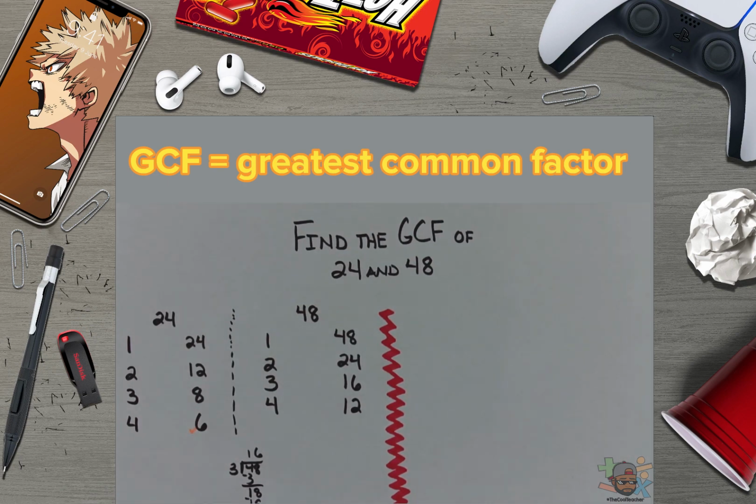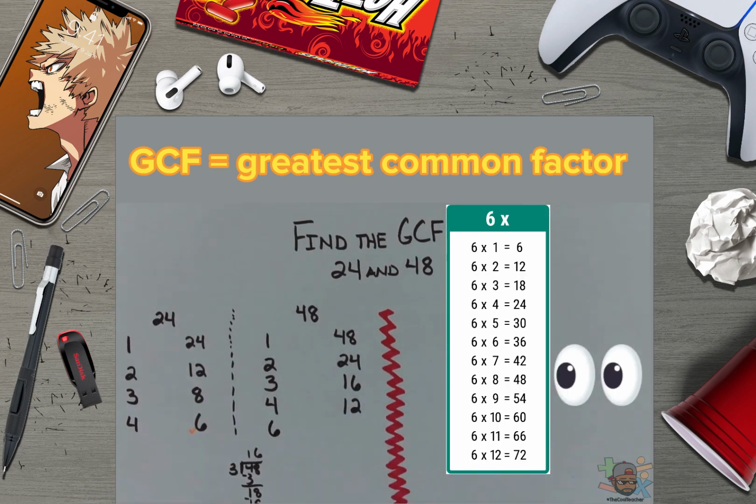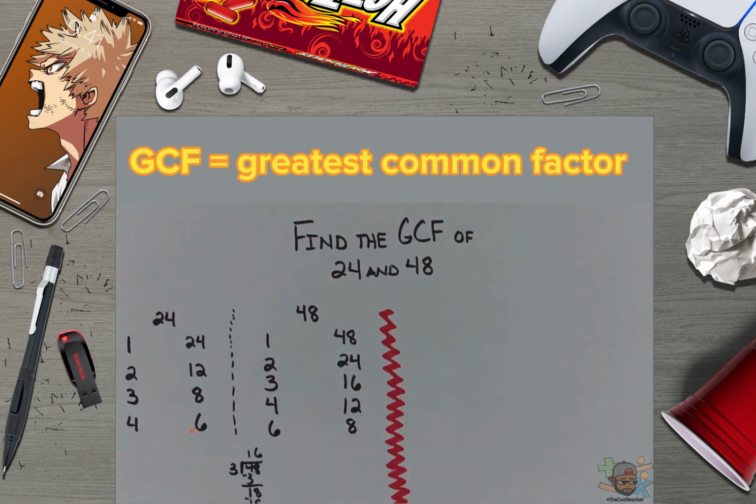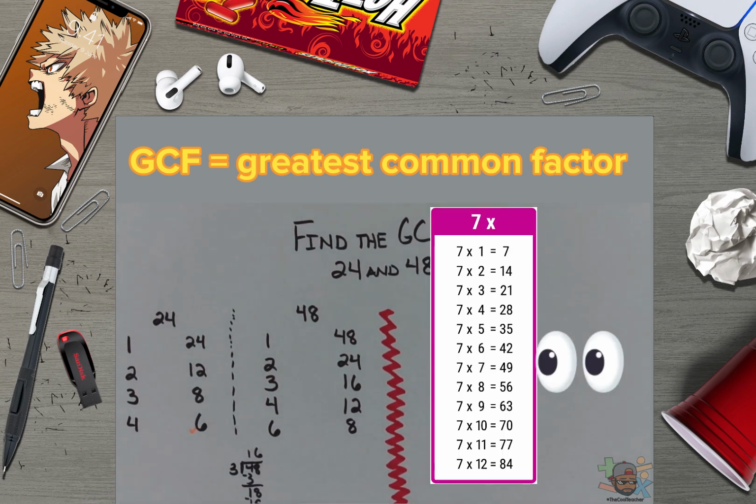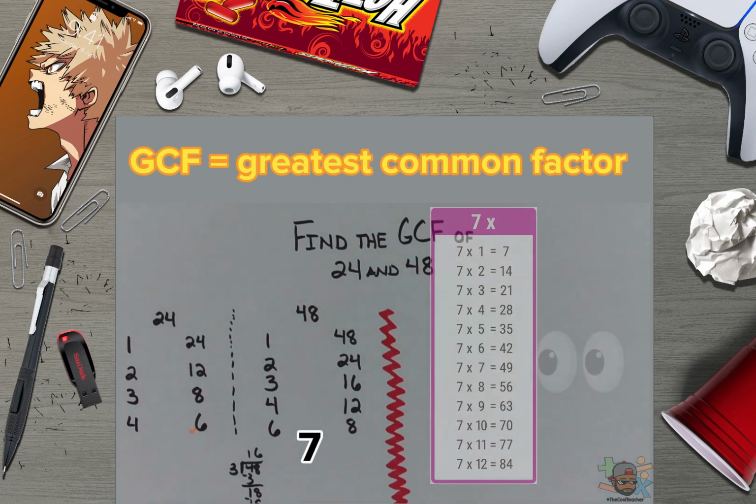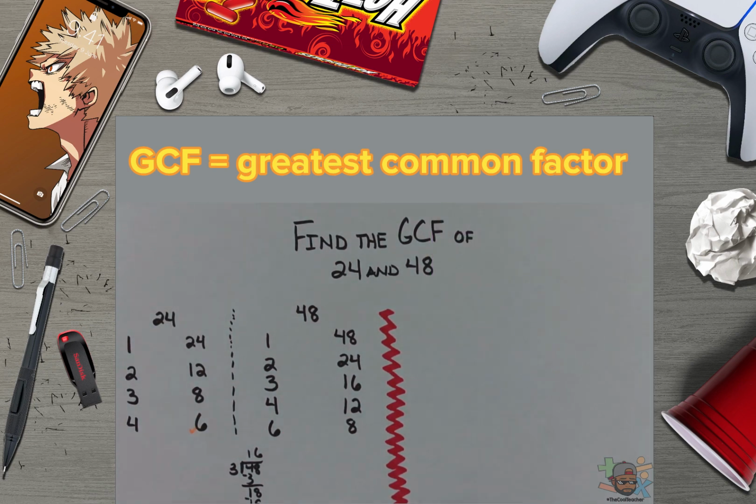After 5 comes 6. Does 6 work? Well, once again, I'm going to reference the divisibility rules. If 2 and 3 work, then 6 works. And also, on your 6 times table, 6 times 8 gives me 48. What comes after 6? 7. If I look at my 7 times tables, 48 is not on there. 49 is, but not 48. What comes after 7? 8. And 8 is already on this side, so I know I have all of my factors.